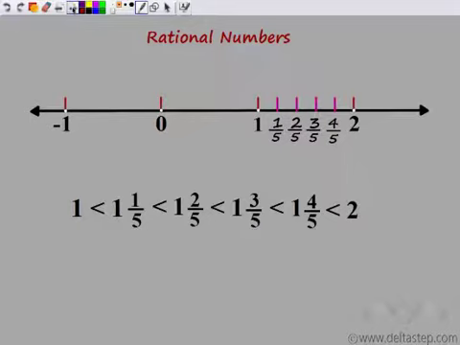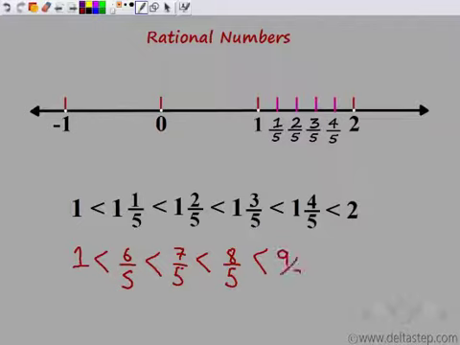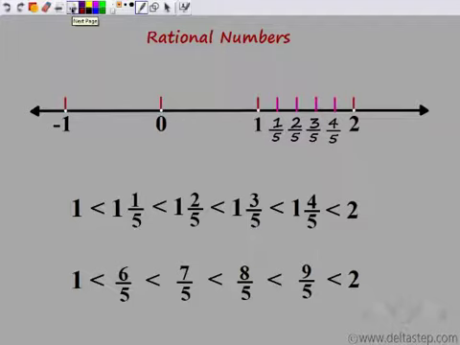Now I know how to convert these mixed numbers back to fractions. So I can convert this mixed number into an improper fraction. I have 1 here. This would be 1 into 5, which is 5, plus 1, 6. 6 by 5. This would be 5 plus 2, which is 7 by 5. Similarly, this is 8 by 5. This is 9 by 5. And this is number 2, which is actually 10 by 5, which gives me 2. So now you can see that between 1 and 2, you have got 1, 2, 3, 4. You've got 4 rational numbers between 1 and 2. So this is what I get, 4 rational numbers between 1 and 2.